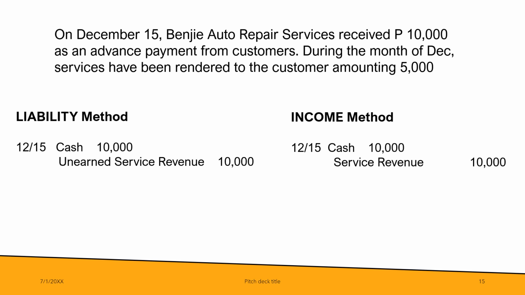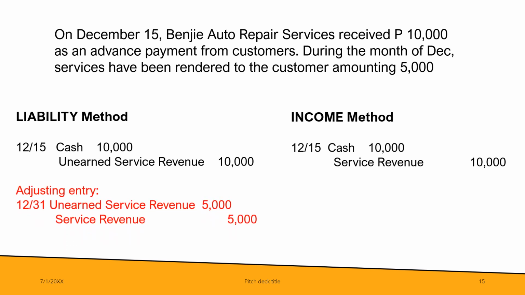And what will be the adjusting entry on December 31? According to the illustration, out of the 10,000 advance payment, 5,000 of this 10,000 in services have been rendered already to the customer. So therefore, your unearned service revenue is already down to 5,000, from 10,000 to 5,000.